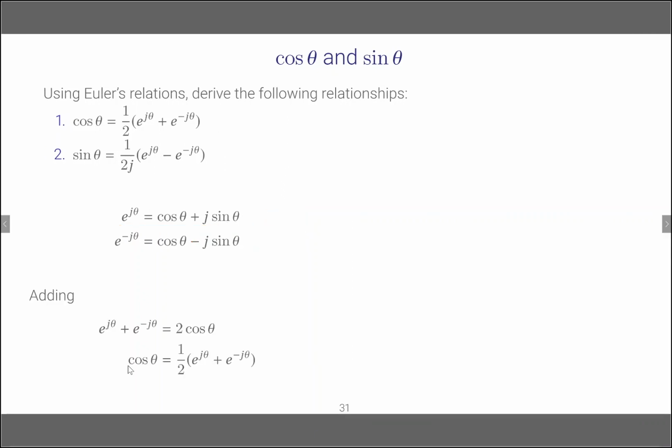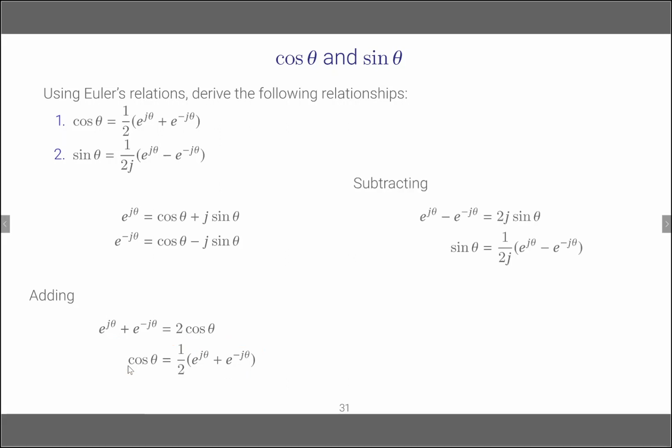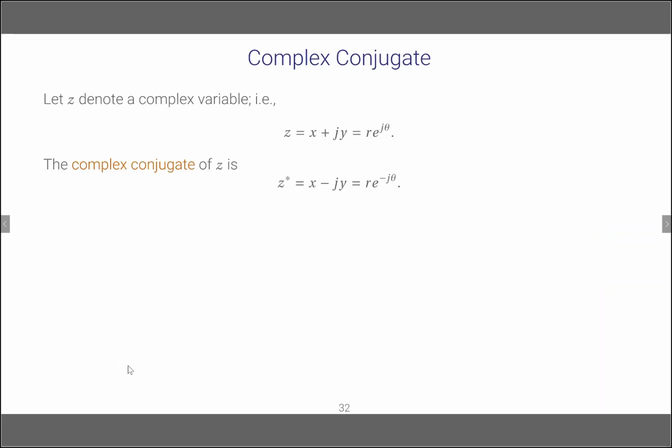So by adding you get e to the power of j theta plus e to the power of minus j theta, which is equal to 2 cos theta. So cos theta is this formula, which is something that we must remember. Alright, by subtracting we get e to the power of j theta minus e to the power of minus j theta, which is equal to 2j sin theta. So therefore sin theta is equal to 1 over 2j times e to the power of j theta minus e to the power of minus j theta. So these two formulae are important ones for us to remember.